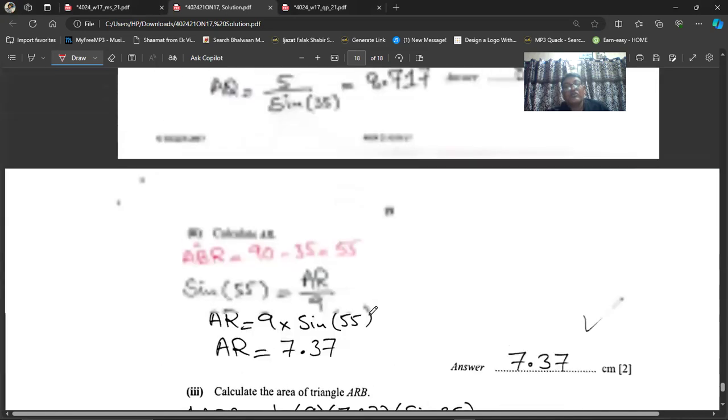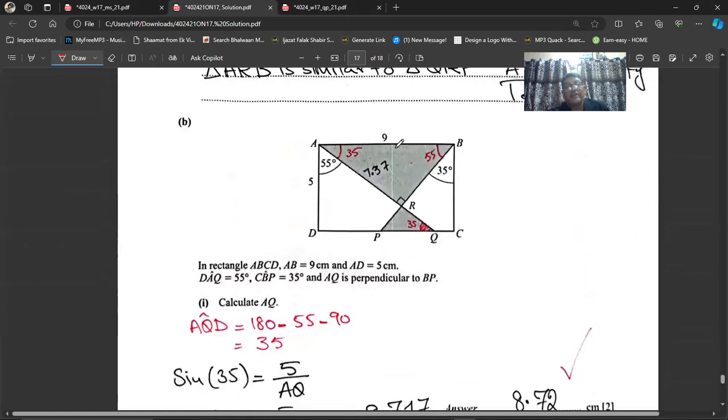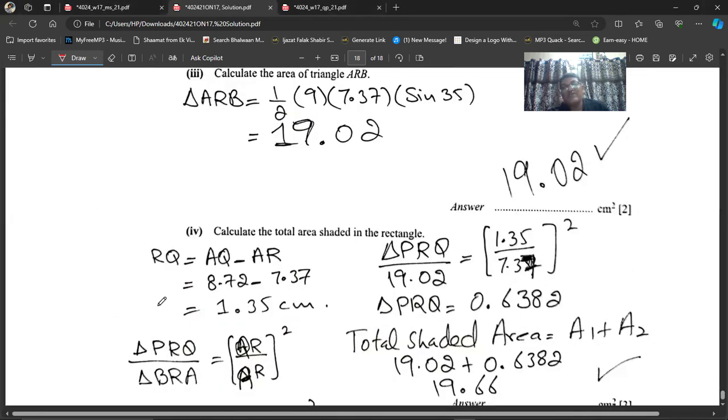So we are talking about this triangle and this triangle. You will add up their areas because they are similar to each other. So if I know the area of one, I can find the area of the other also. And then I added them. So it will be 19.02 plus 0.638. So it is 19.66 something. So this is how it is done.